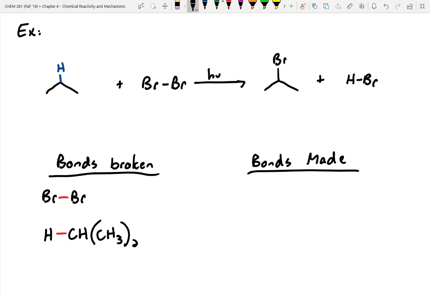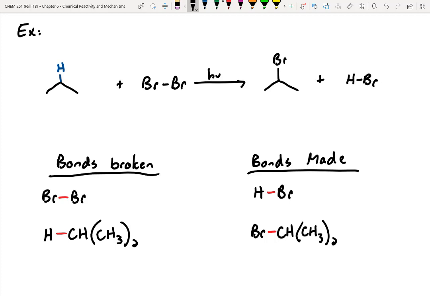Now let's think about bonds being made. What are we making? H-Br, right? That was a new bond that wasn't present to start out with. So we'd say H getting bonded to a Br was a new bond that was being made in this reaction. All right. The other one that was being made is the bromine-to-carbon bond, right? So we could say bromine that's now bonded to the CH that also has two methyl groups. And so we've got a comprehensive list of all our bonds broken in this reaction and bonds made in this reaction.